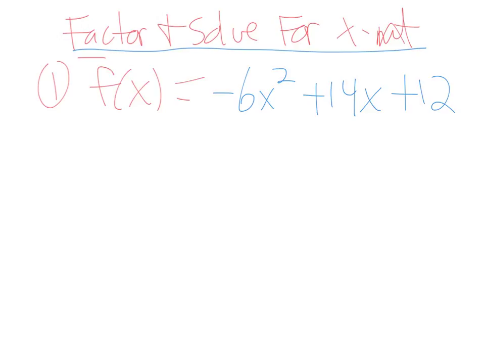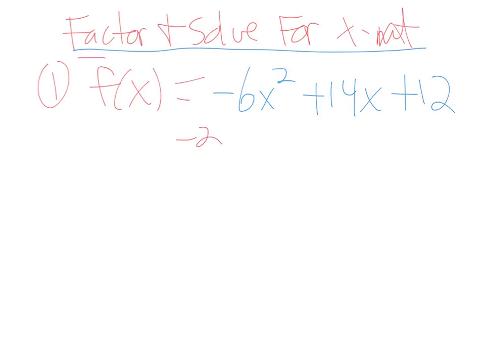So factor and solve for the x-intercepts. So here it is. Again, first thing I'm looking for is some common factoring. And so what is a common factor that goes into 6, 14, and 12? They're all even numbers, so I'm guessing 2. But since there's a leading negative right here, we should factor that out. So let's go ahead and do that.